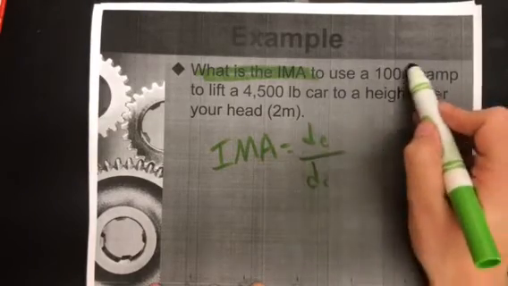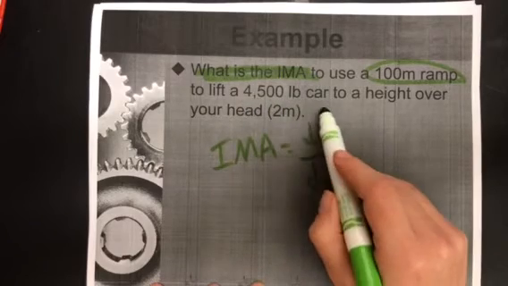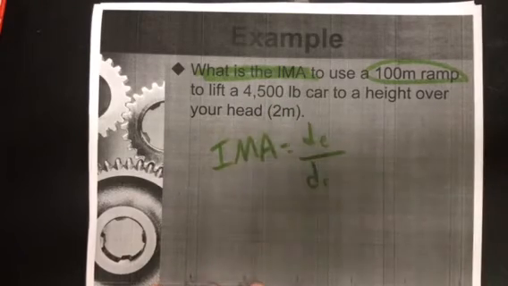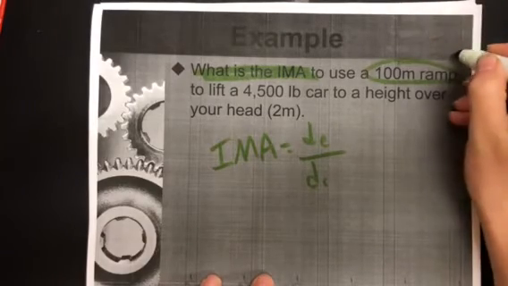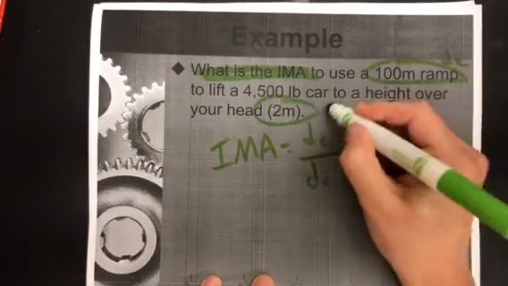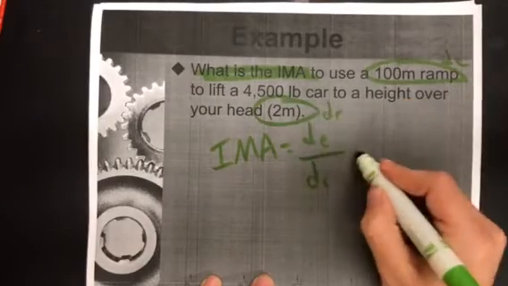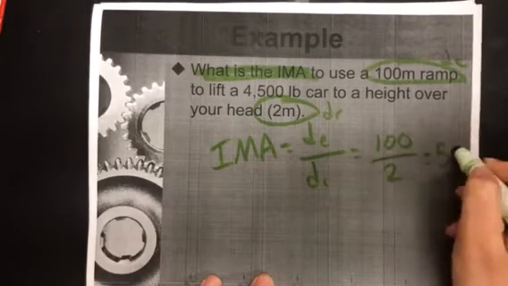So to use a 100-meter ramp to lift a 4,500-pound car to a height of 2 meters. So what are you doing? You're going to walk along the ramp. So this is your DE. The height is always going to be your DR. So all you're doing is 100 divided by 2, which gives you 50.